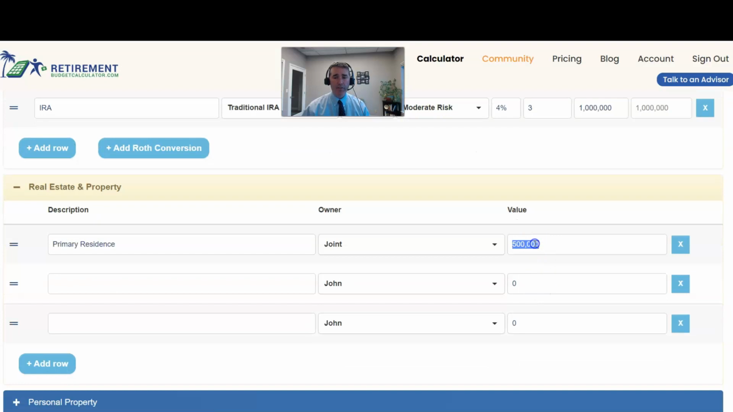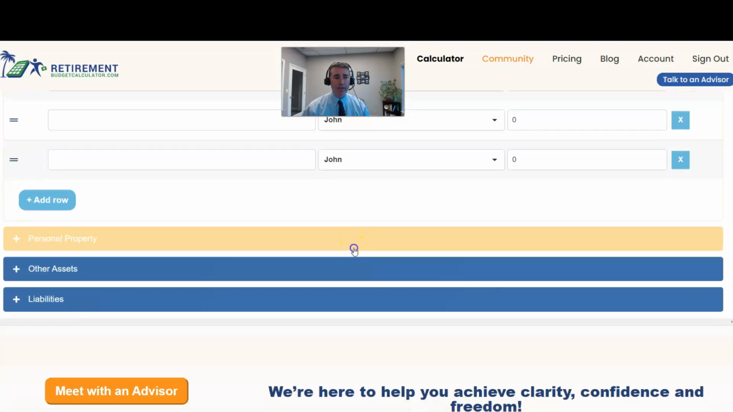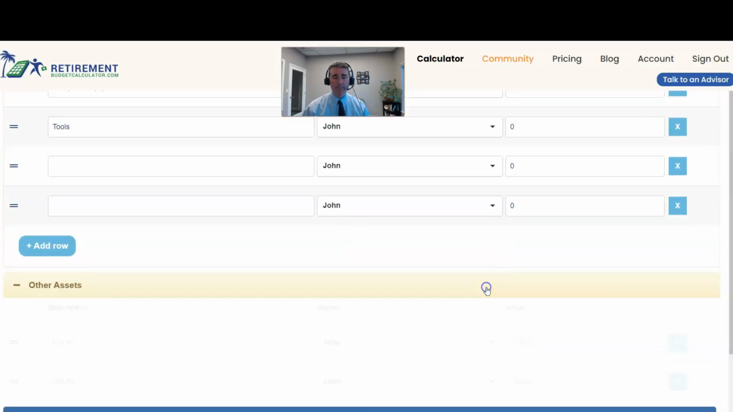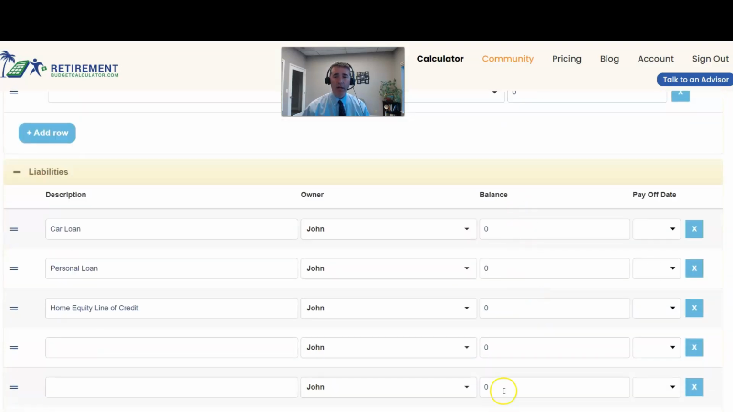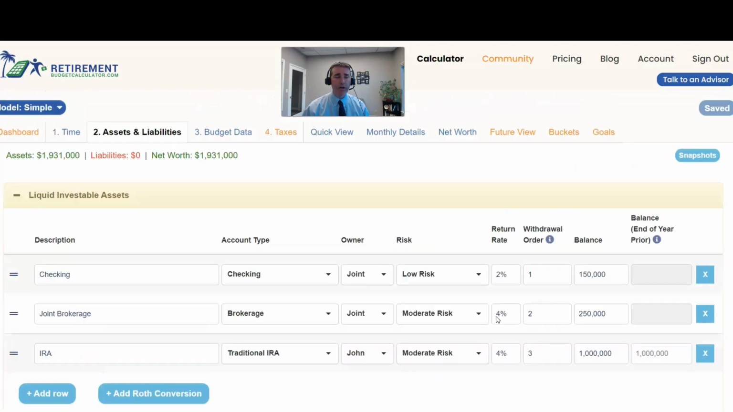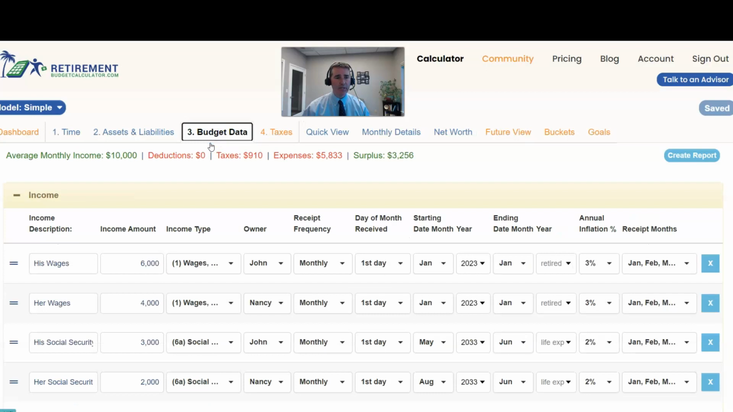They also have a house that's valued at $500,000. They have a couple of cars with a little bit of value associated with them, and they have no liabilities, so everything's currently paid off. They're on a good path towards an early retirement. Now, the budget is the next piece that we need to put in.